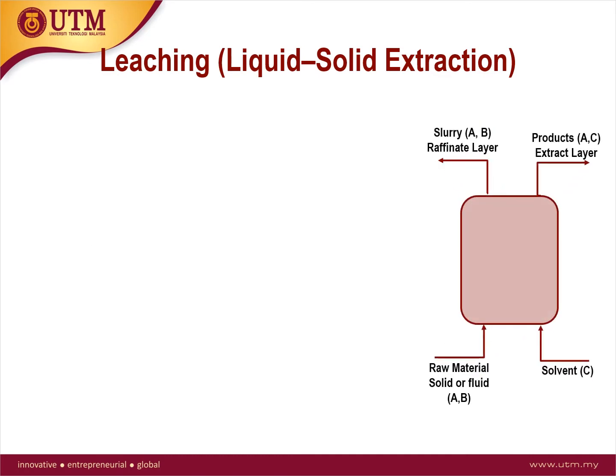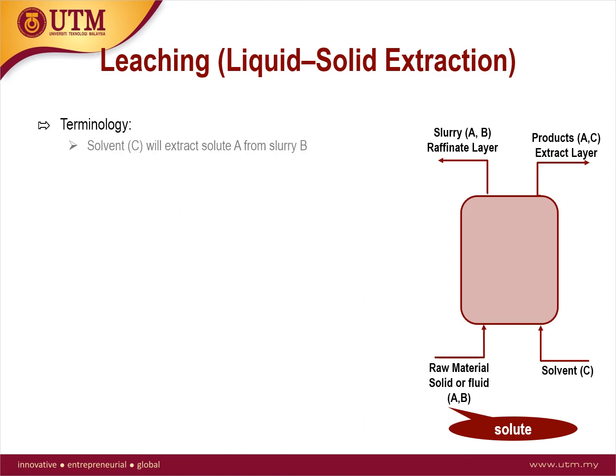The schematic diagram of the liquid-solid extraction, or the leaching process, is shown here, where the raw material is presented either in the form of solid or fluid. From this mixture, only one component, based on this diagram A, acts as a solute. As a terminology, solvent C will extract solute A from the slurry B, meaning that solvent C must have high chemical potential for the solute A.